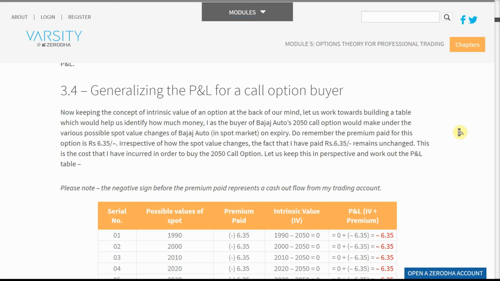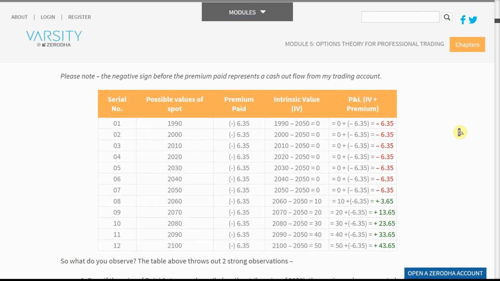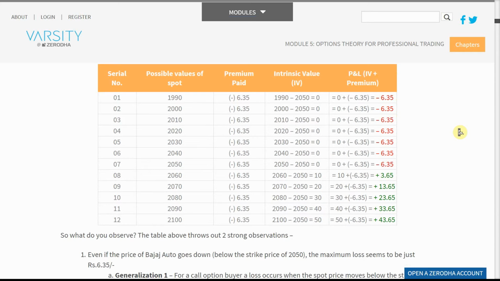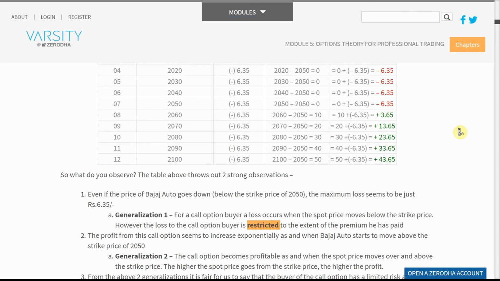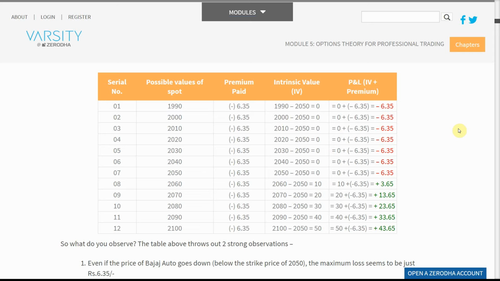6.35 equals 6.35. 08: 2060, 6.35, 2060 to 2050 equals 10, plus minus 6.35 equals plus 3.65. 09: 2070, 6.35, 2070 to 2050 equals 20, plus minus 6.35 equals plus 13.65. 10: 2080, 6.35, 2080 to 2050 equals 30, plus minus 6.35 equals plus 23.65. 11: 2090, 6.35, 2090 to 2050 equals 40, plus minus 6.35 equals plus 33.65. 12: 2100, 6.35, 2100 to 2050 equals 50, plus minus 6.35 equals plus 43.65.